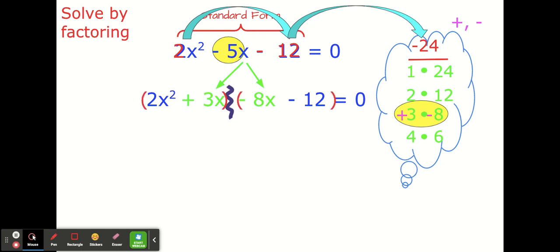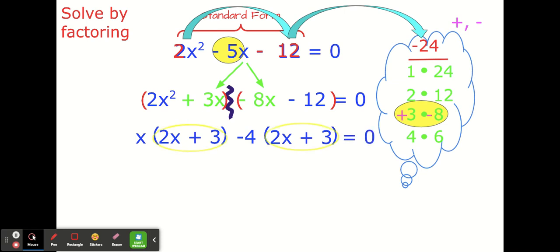Breaking it up into two parts, 2x squared and 3x share an x. And we know that 2x plus 3 is left over. We want 2x plus 3 in our next set of parentheses. So negative 8x and negative 12 share a negative 4 in common. So we also have 2x plus 3 left over. And you can redistribute the negative 4 and check that you do get negative 8x minus 12. That means one of our factors is 2x plus 3, and one is x minus 4.